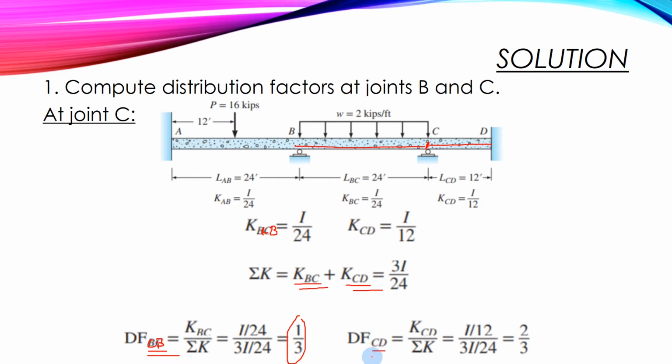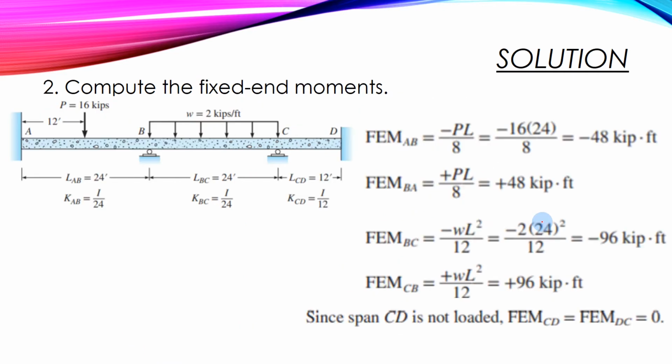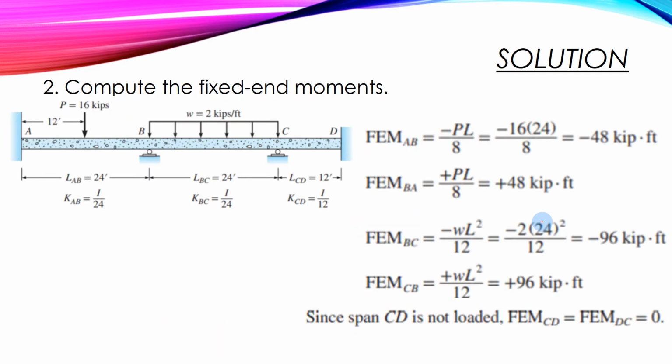Then how about for CD? For CD, the I over 12 stiffness over the summation of the stiffness of the two segments that were connected at that joint, which is 3I over 24, so 2/3. So if we add up the two, that is equal to 1.0. Okay, it should be 1. So those are the distribution factors. Then we will plug in the distribution factors we just computed.